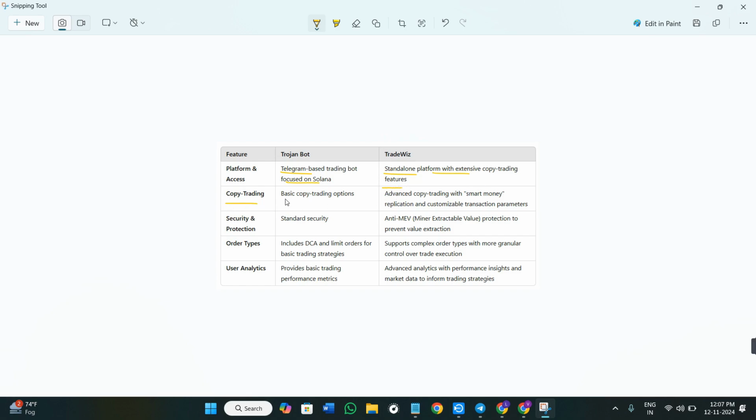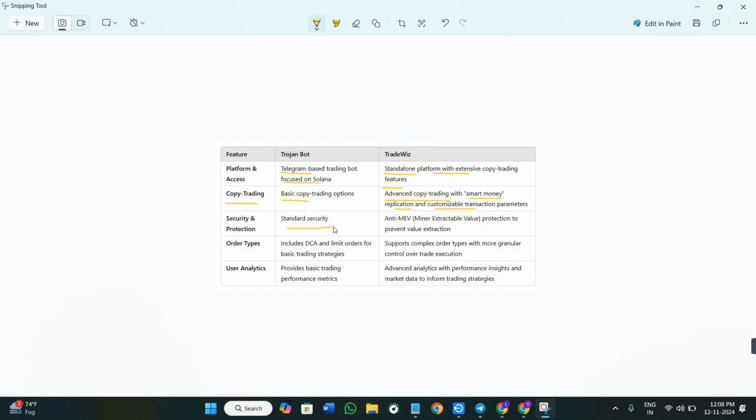If we talk about the copy trading features in Trojan bot, you will get the basic copy trading options, but you will also get some of the advanced options like duplicate option and blacklist option as well. In TradeWiz, you will get advanced copy trading with smart money replication and customizable transaction parameters.